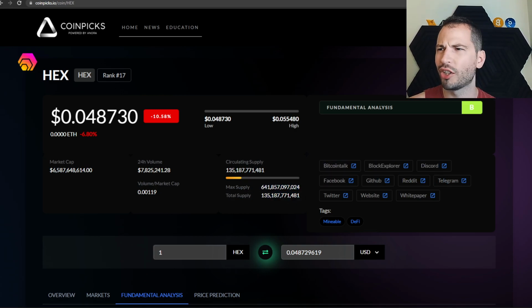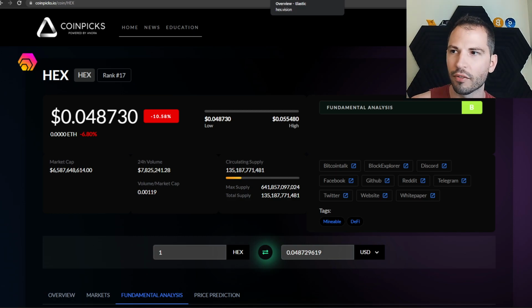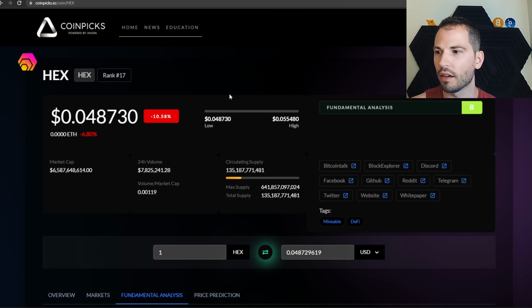And if you guys are curious about HEX, in my whole opinion it actually has true staking, compared to anything else where you can stake and unstake immediately. HEX is a little different. If you don't know how all that works, you don't understand the fundamentals of HEX.